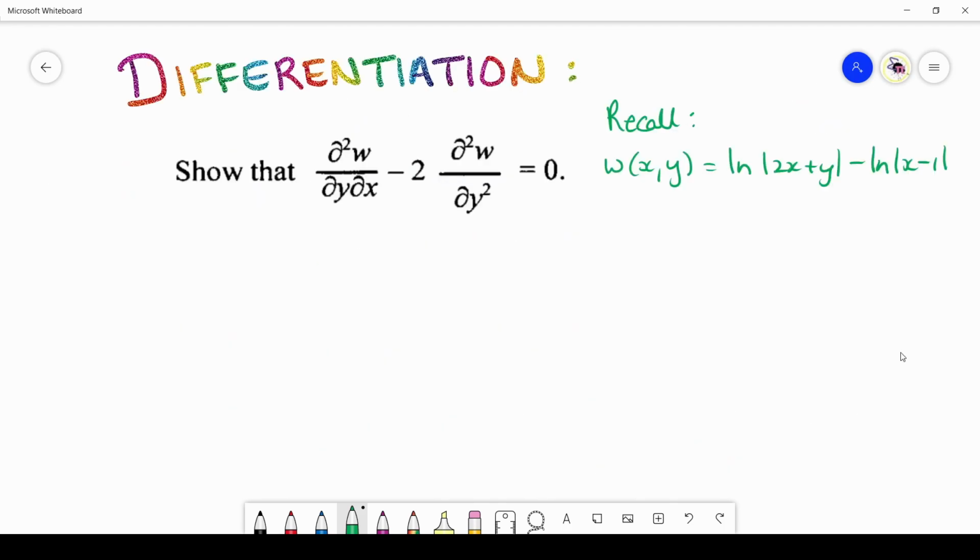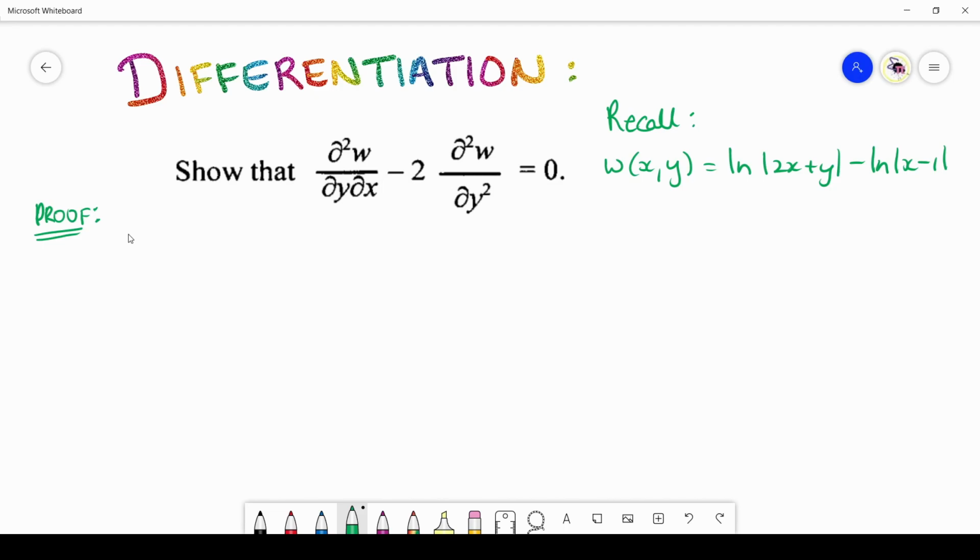Okay, so this next part here is associated with the previous question, so I place a recall to remember that our function was ln of 2x plus y minus ln of x minus 1, because we are going to need to use that function to perform partial derivatives so that we can complete this proof here. So we're going to start our setup. I'm going to write the word proof here.